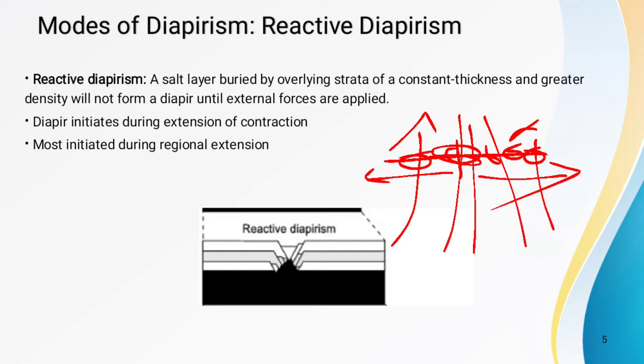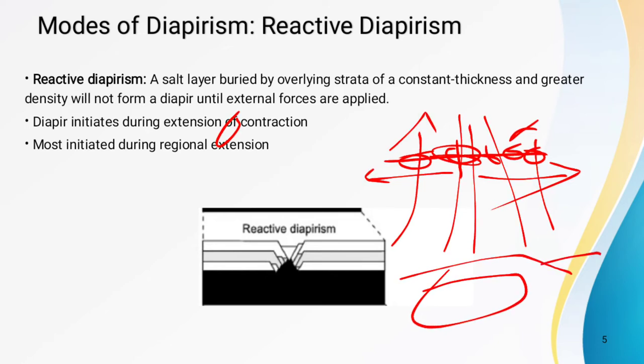Extension or contraction, or extension can also be folding. These are weak points. Okay, next.